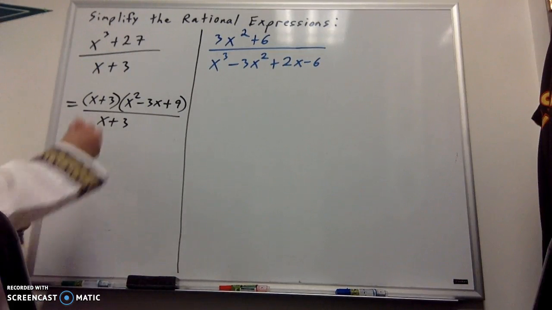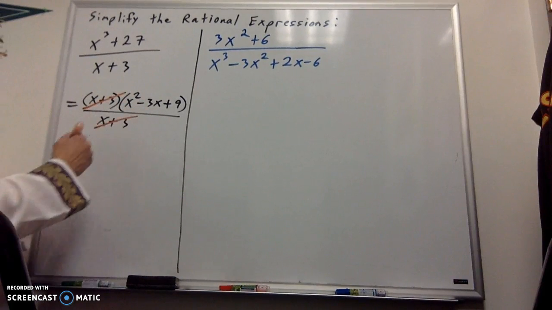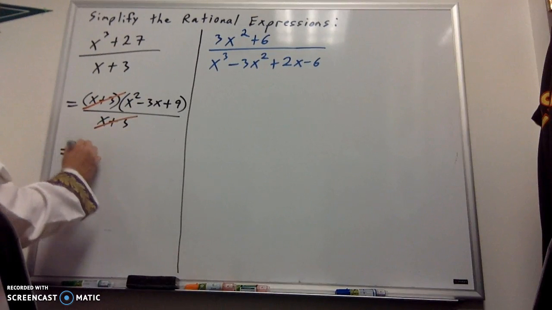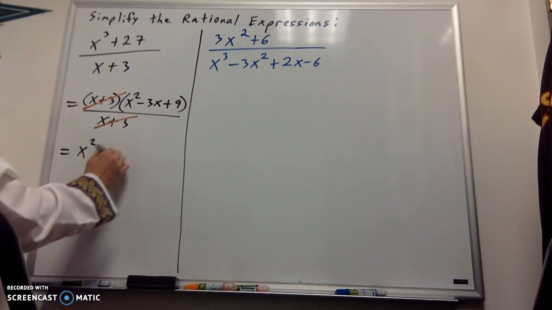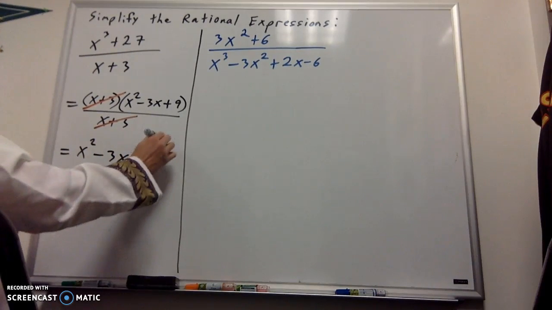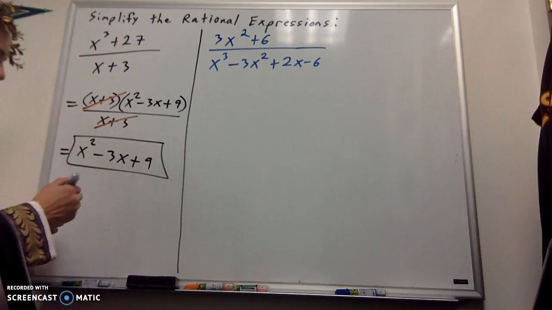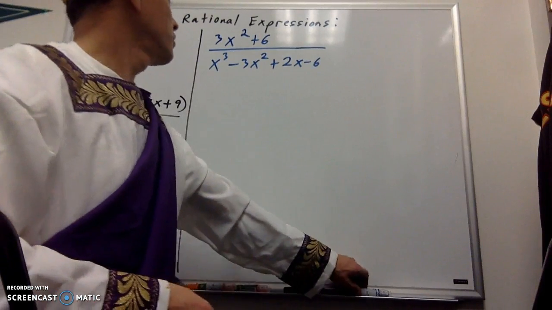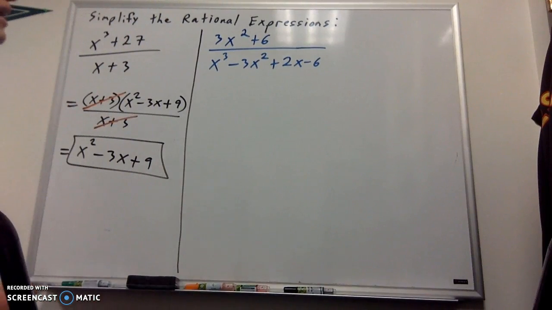All right, but now I've got these factors of x plus 3. They'll divide out. So my answer is right here: x squared minus 3x plus 9. That guy's done. Well, let's move over to this guy. 3x squared plus 6 over x cubed minus 3x squared plus 2x minus 6.